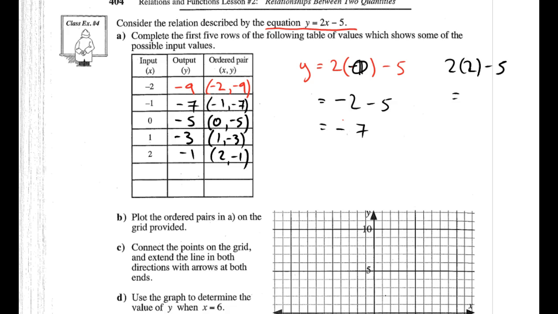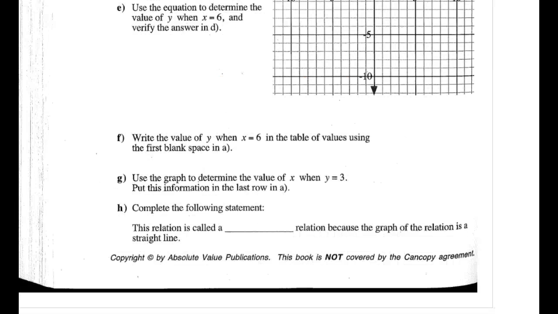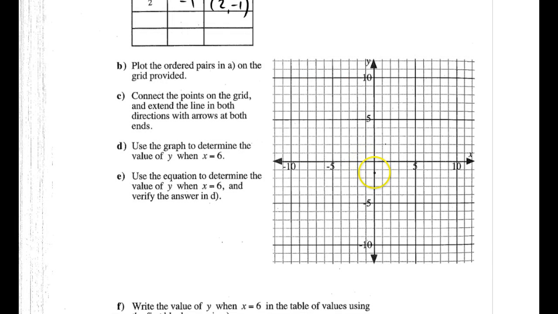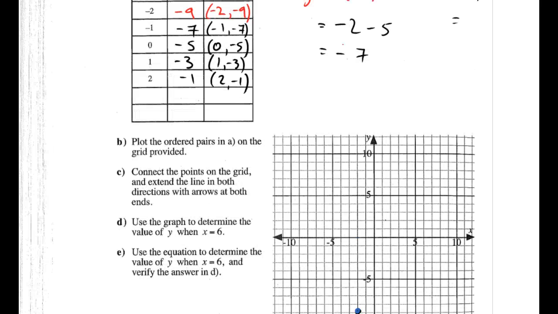Okay, and now I'm going to plot those on the diagram. Negative 2, negative 9 is the first one. Again, I always read the x variable first, so negative 2 is here, and the negative 9 would be down here. Okay, let me change my colors. Okay, negative 9. Next one is negative 1, negative 7.